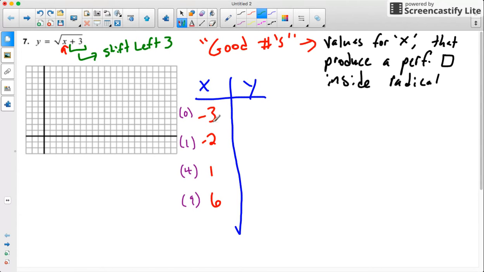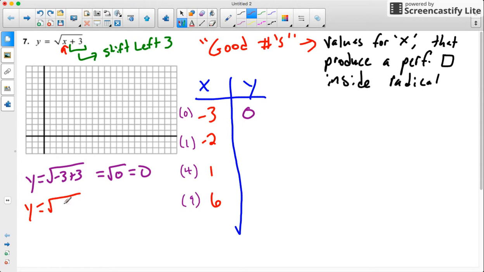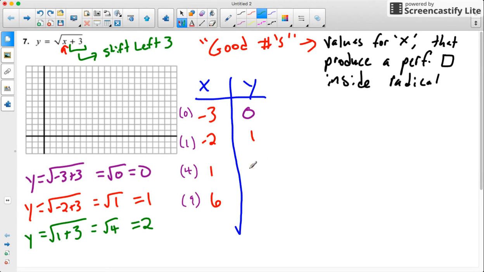So from here, I'm going to be plugging in my x values into my function and evaluating for y. So we have y equals the square root of -3 plus 3, and that's going to be the square root of 0, which is equal to 0. So my first coordinate is this one here. Next, I've got y equals the square root of -2 plus 3, which is equal to the square root of 1, and that's going to equal 1. So there's my next y value. And then I'm going to plug in this 1. I have the square root of 1 plus 3, which is the square root of 4, which is equal to 2. So there's my next one.